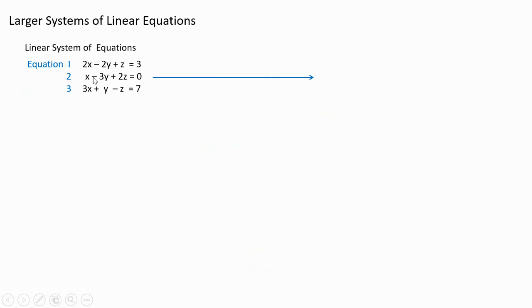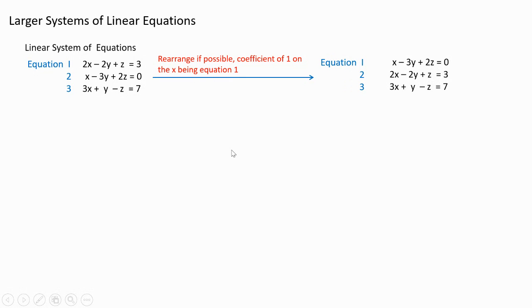So here, guys, the strategy is because we have to have some kind of plan. Like I tell my students, the plan is you always try to have the one that has a 1 as a coefficient on top. But if there's none, well, there's nothing you can do. You have to work it that way. But here, guys, it's always good to rearrange it. Rearrange if possible, coefficient of 1 on the x being equation 1. For example, this one, I'm going to send it to the top or switch them. You see, all I did was switch 1 and 2.